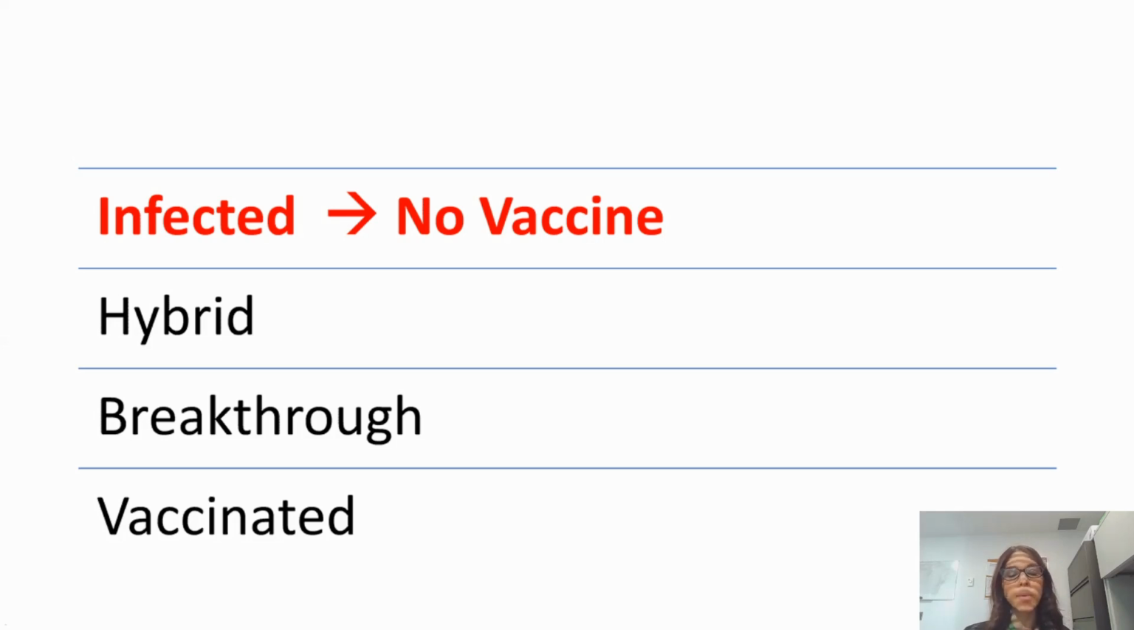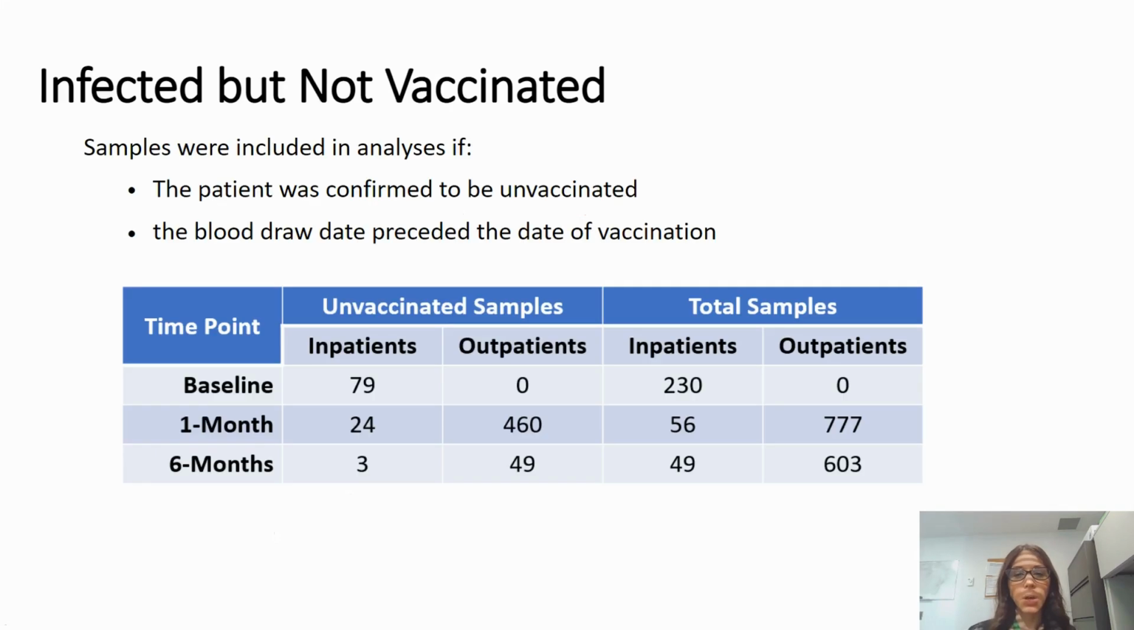And this antibody data was analyzed first because it was the easiest data to interpret, because it was not complicated by all the overlying vaccinations. So samples were included in this analysis if the patient was confirmed to be unvaccinated or if the blood draw date preceded the date of the vaccination. And so you'll note that the numbers are smaller in comparison to the people we recruited because much of our cohort actually became vaccinated quite early on.